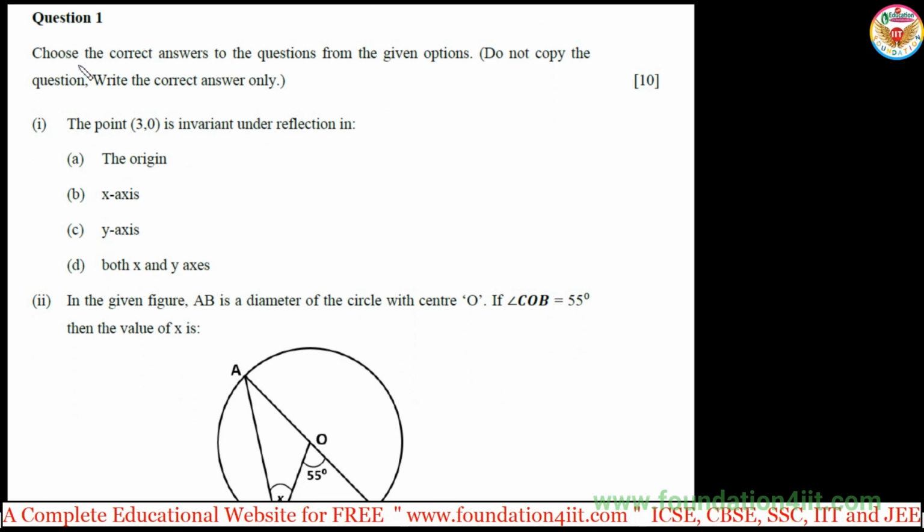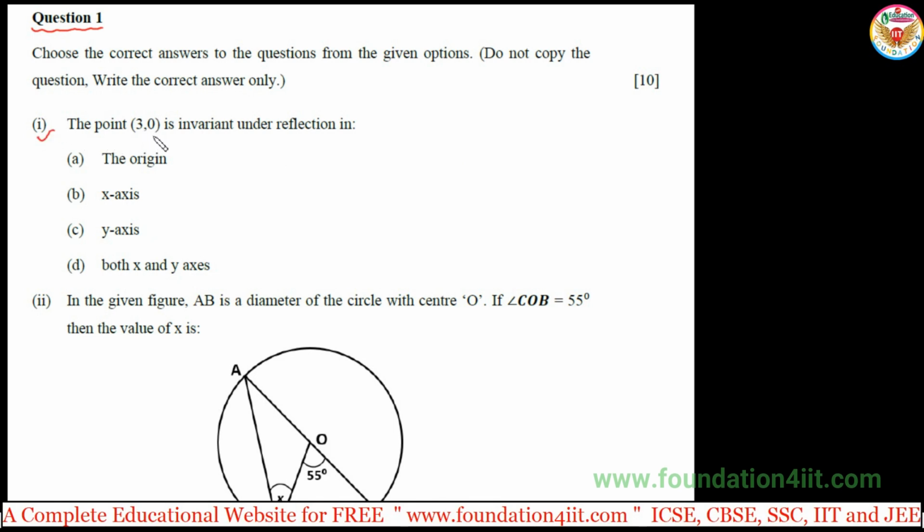Question number 1. Choose the correct answers to the questions from the given options. Do not copy the questions, write the correct answer. So only the correct answer you can keep the tick. Question number 1 is for 10 objective, 10 marks, and we have question number 2, 3, 4, 5, 6. Those are 3 marks questions. Let us see one by one. First, in this question number 1, this is a 10 objective type.